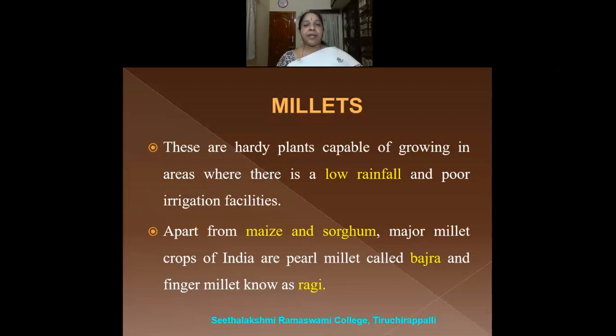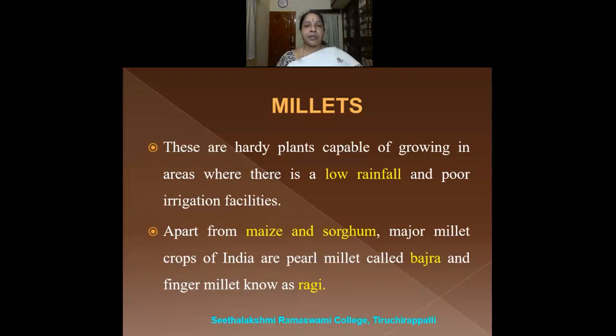But apart from that, we also consume millets. What are millets? Sirudhaniyangal. They are called as the millets. So the millets, they are the hardy plants. They are capable of growing in areas where there is low rainfall and poor irrigation facilities. These millets, they can grow in areas where there is less amount of rainfall.